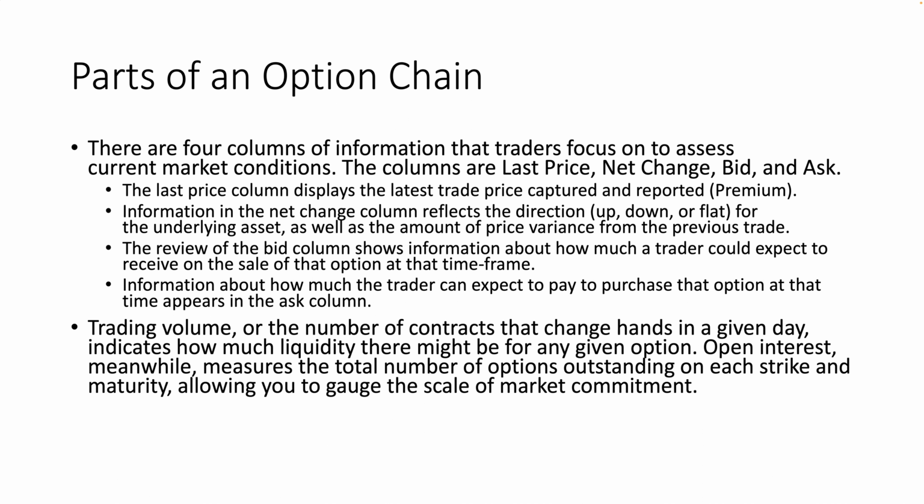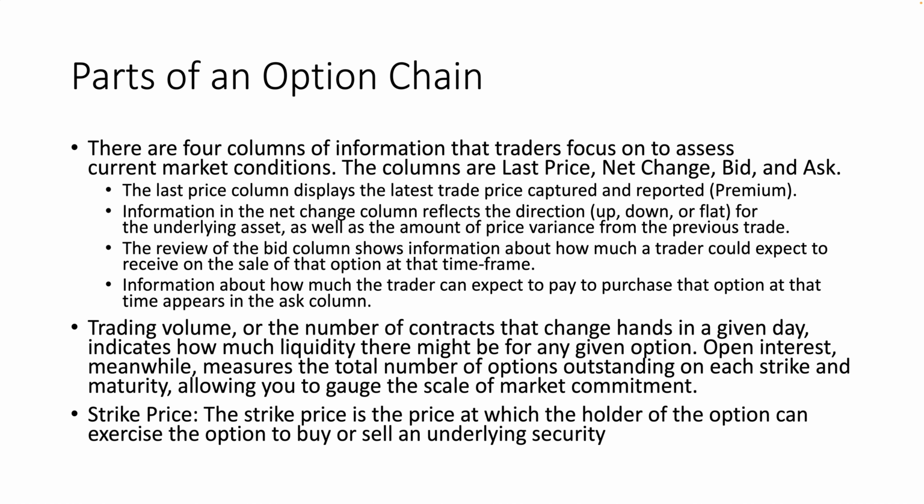ask column. Trading volume, or the number of contracts that change hands in a given day, indicates how much liquidity there might be for any given option. Open interest, meanwhile, measures the total number of options outstanding on each strike and maturity, allowing you to gauge the scale of market commitment, along with understanding valid and strong or weak support and resistances.